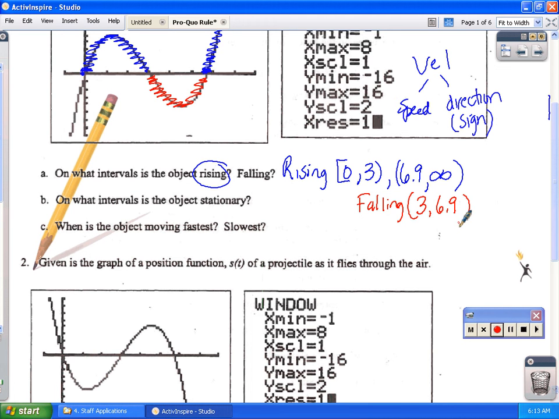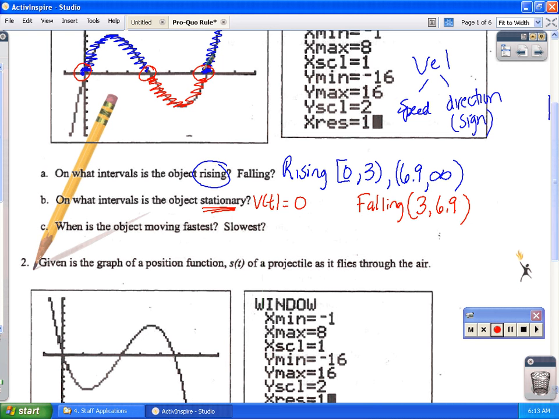Next question is, when is the object stationary? Now if an object is stationary, then the velocity is equal to 0. So we can see that the velocity is 0 at 3 seconds and at 6.9 seconds.